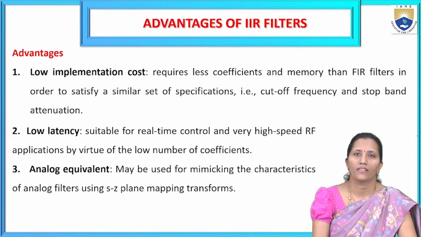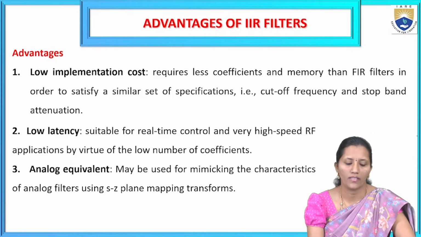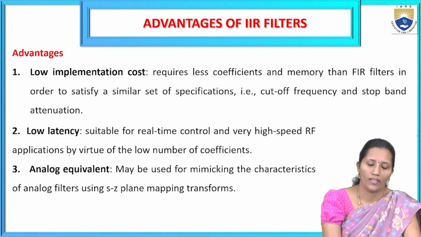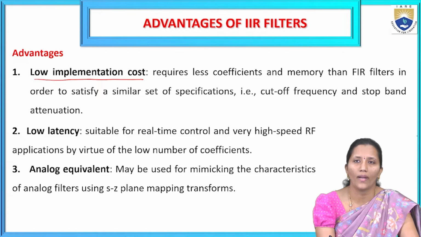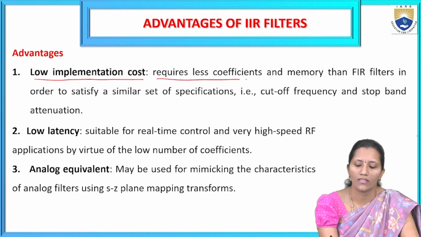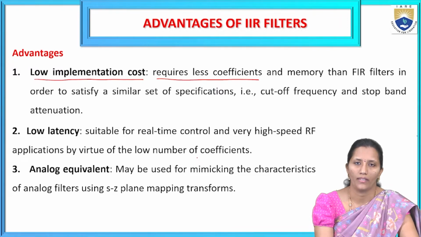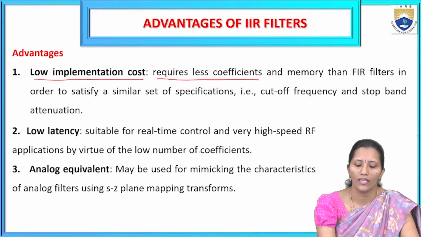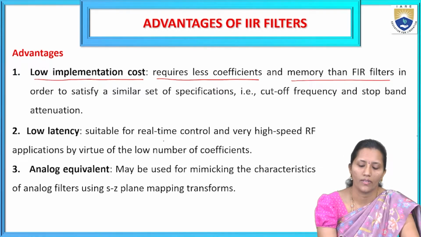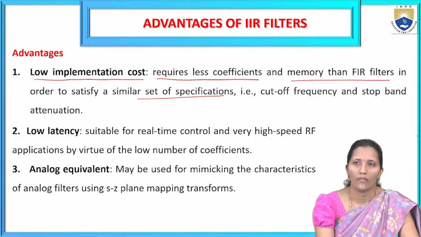So what are the advantages of IIR filters? The basic advantages are low implementation cost, low latency and analog equivalent. First, low implementation cost: it requires fewer coefficients than FIR filters. If we take the specifications of digital filter design, IIR filters require fewer coefficients compared with FIR filters for the same specifications. It requires fewer coefficients and less memory than FIR filters in order to satisfy the set of specifications, that is cutoff frequency and stop band attenuation.